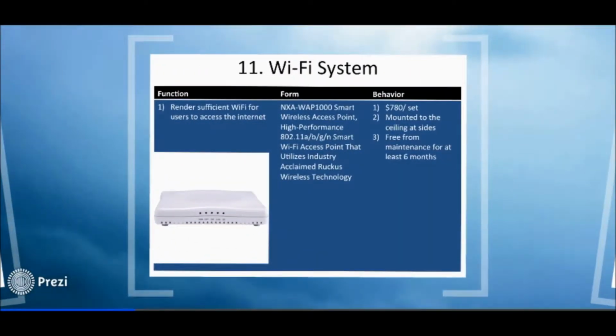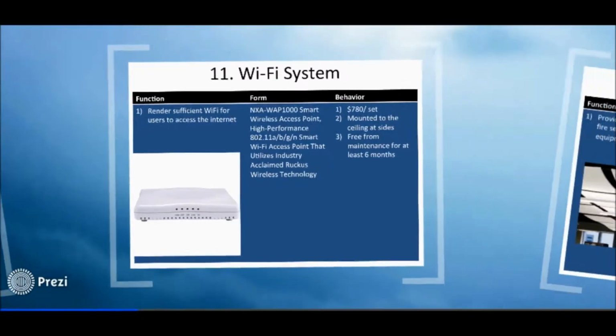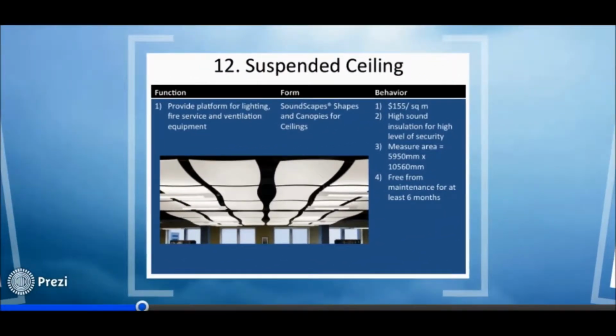Since laptop computers are provided, obviously there is a Wi-Fi system to support it. It is mounted to the ceiling at sites, so it renders sufficient Wi-Fi for users to access the internet. We also have a suspended ceiling to provide a platform for lighting, fire services, and ventilation equipment. It has high sound insulation for a higher level of security.